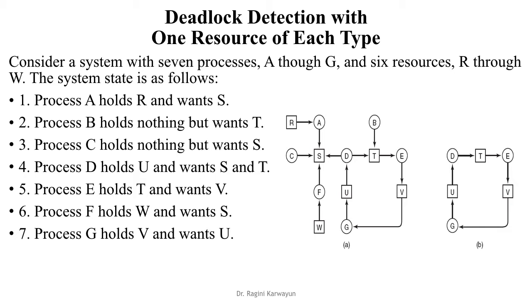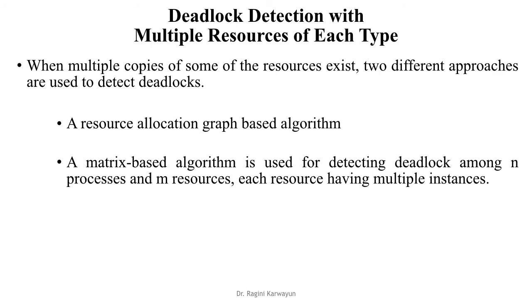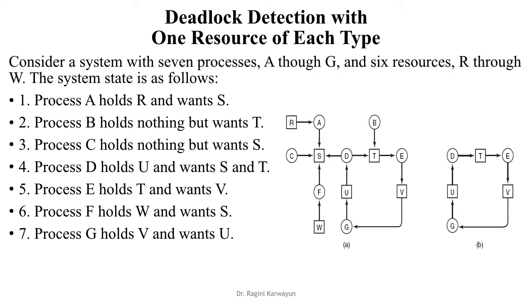But if you are asked to write a code or algorithm for this, what we do is, for each node n in the graph, we perform the following 5 steps with n as the starting node. So, we will take each node one by one. We take an empty list L and all the arcs are unmarked. Then we will start with one node. Suppose in this particular diagram we start with A. So, we will start with A and then proceed.